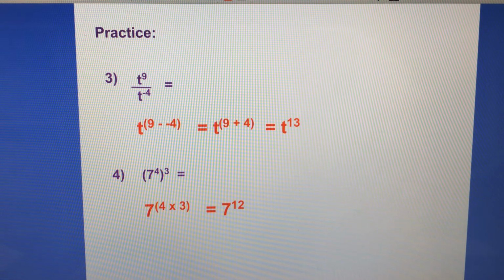I have 9, here we go. This is going to be interesting. 9 minus a negative 4. I'm not allowed to have double signs. Clean it up. 9 plus 4.